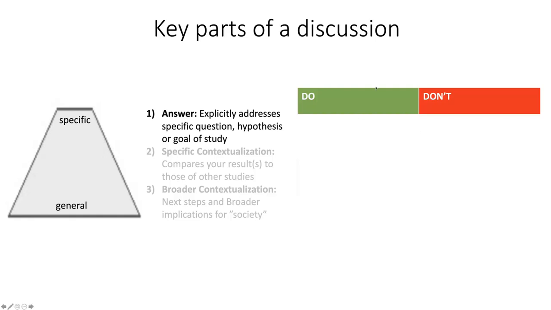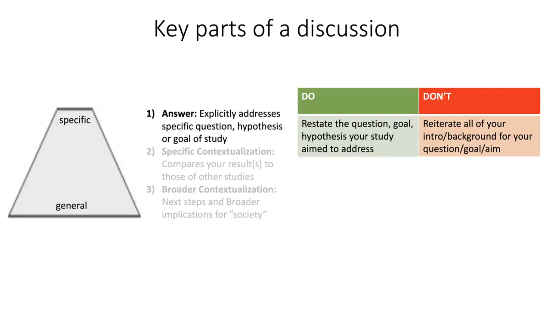When we're talking about this first specific answer section, things that you do want to do: make sure you restate the question, goal, and hypothesis that your study aimed to address. But you want to avoid reiterating all of your intro and background information related to that question, goal, or aim. You want to be concise and succinct here. You've already written your intro. You don't need to write it all over again. You want to make sure that you explicitly state the answer to your question, hypothesis, or study goal or aim. Okay, so make sure that you say what you found and what your answer was, so to speak.